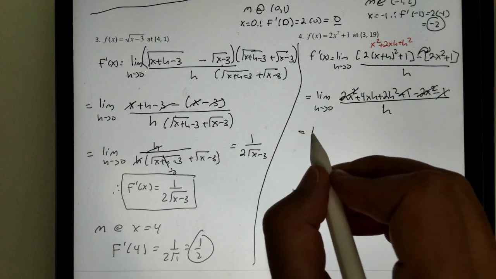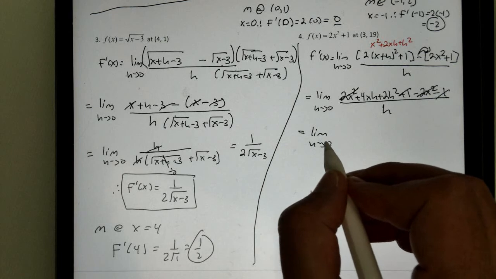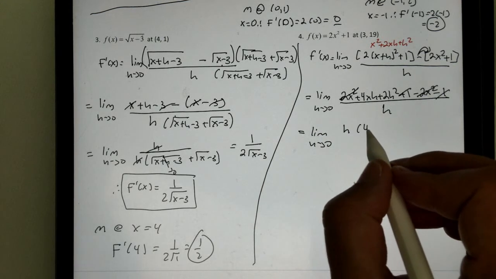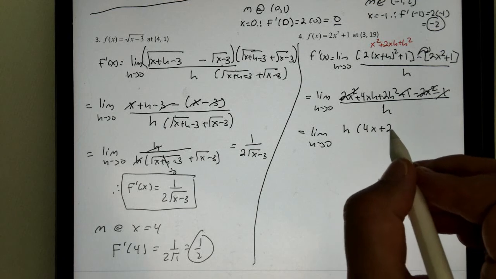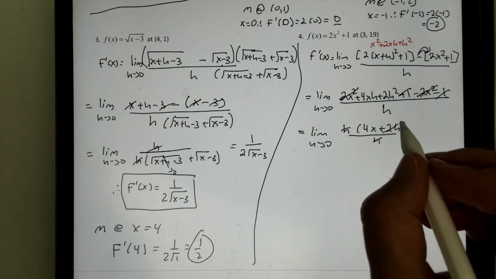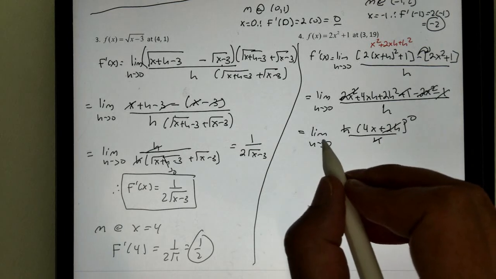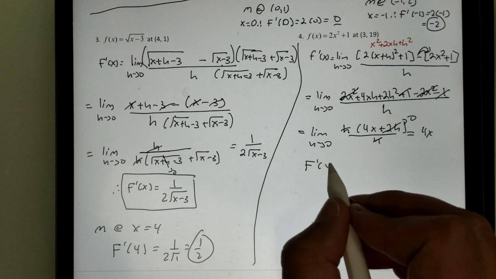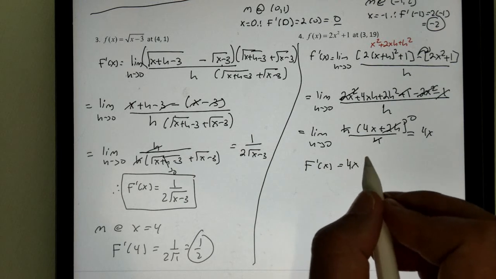Now, if you're really good at the algebra, and I know you are, I can factor out an h now. Let's just skip that step. So this becomes 4x plus 2h all over h. H's cancel. This just becomes 0 because we're letting h go to 0, and we're left with 4x. So our derivative is 4 times x.